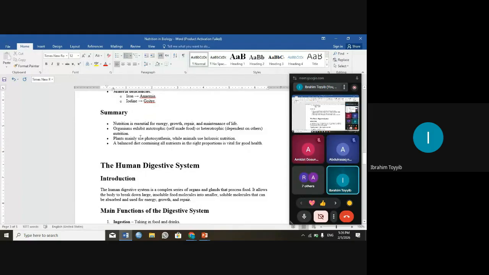Now, this is the summary of what we've learned. Nutrition is essential for energy, growth, repair, and maintenance of life. Organisms exhibit autotrophic nutrition, that's self-made food, or heterotrophic nutrition, dependent on other organisms. Plants mainly use photosynthesis, while animals use holozoic nutrition, and a balanced diet containing all nutrients in the right proportion is vital for good health.